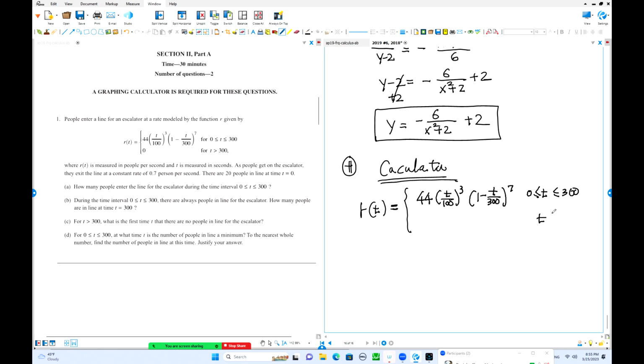After that, t greater than 300, the rate is 0. What does that mean? The slope is 0, so it's constant. It doesn't change. Between 0 and 300, it increases. After that the slope is 0, that is a constant. That's the meaning. Not 0 people.